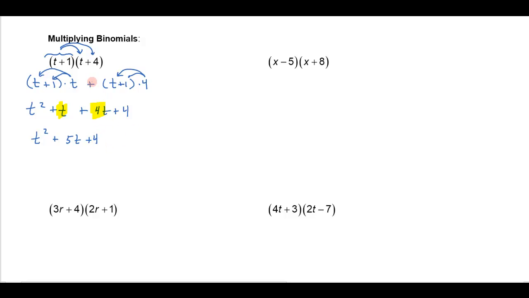Now that's really clunky going through all those steps. And so there's a mnemonic that's been devised to help you remember how to multiply two binomials. It makes it a lot faster because we do multiply binomials very frequently in algebra.